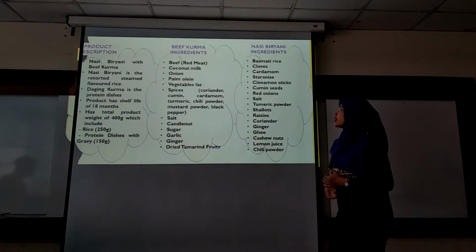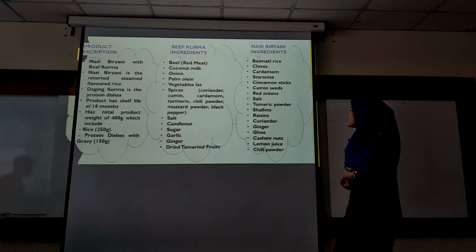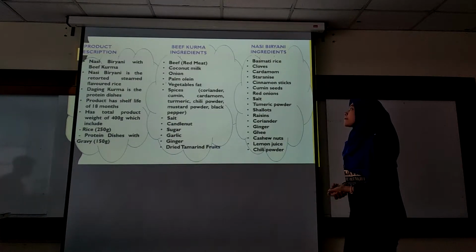For our beef kurma ingredients, we have beef, which is from red meat, coconut milk, onion, palm oil, vegetable fats, spices, salt, candle nut, sugar, garlic, ginger, and dried tamarind fruits. For our nasi biryani ingredients, we have basmati rice, clove, cardamom, star anise, cinnamon stick, cumin seed, red onion, salt, turmeric powder, shallots, raisin, coriander, ginger, cashew nuts, lemon juice, and chili powder.